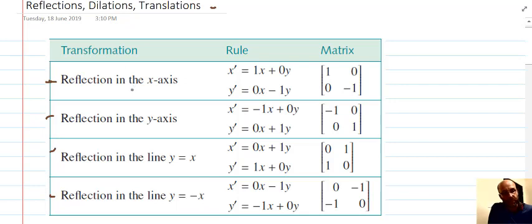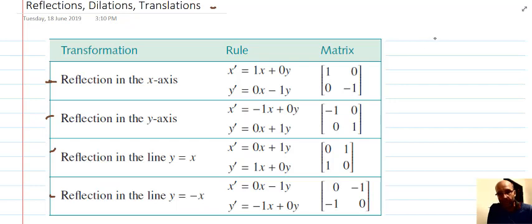So reflection can happen in each of the x or y axes, or it can happen in the diagonals y equals x or y equals negative x. And you can see here we've got a rule and a matrix. So let's explain all that and maybe draw some diagrams.